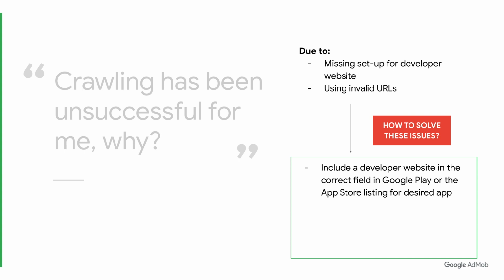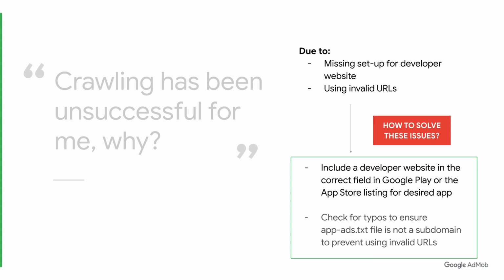Make sure the developer website listed in Google Play or the App Store for the desired app is a valid URL. To investigate whether you have a valid URL and publish your file correctly, verify that you can see your file's content when you access the apex.txt URL in your web browser. If you can see the file in your web browser, it is likely that crawlers will successfully find it. Check for typos and ensure that the apex.txt file is not on a subdomain.